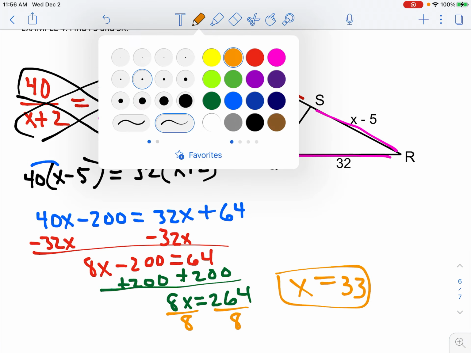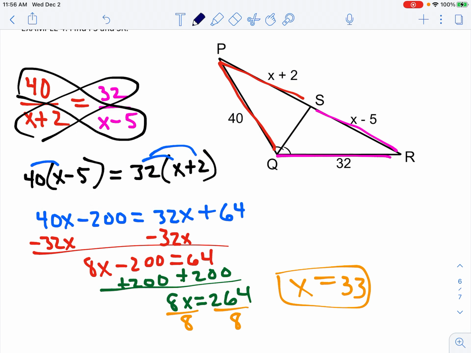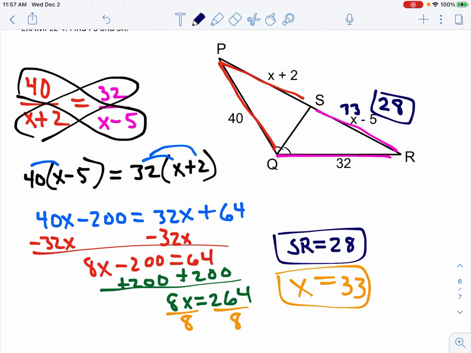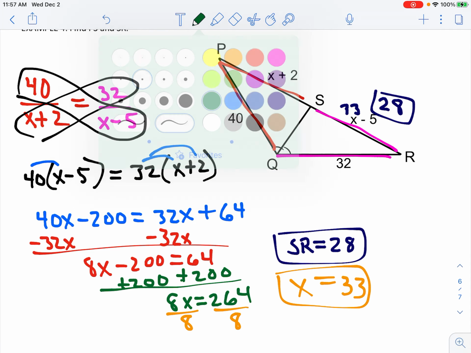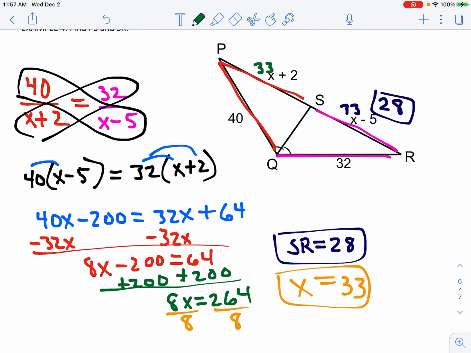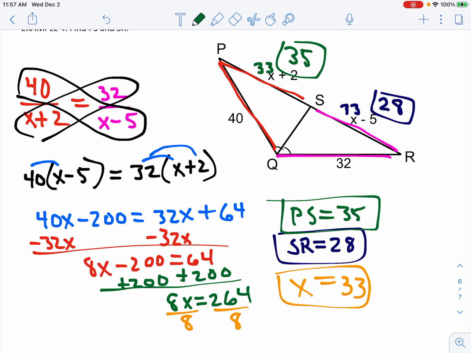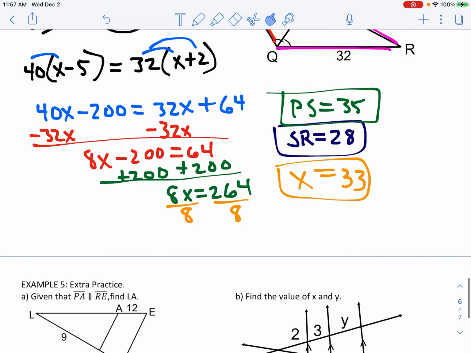Now, if it wants us to find the other two sides, we just need to go back and plug it into our picture. If I plug 33 in here, 33 minus 5 tells me that SR is 28. If I take my 33 and I plug it in right here, 33 plus 2 tells me that PS was 35. All right, so again, stay with a pattern to set up your two fractions. Once you do that, you can cross multiply and solve.